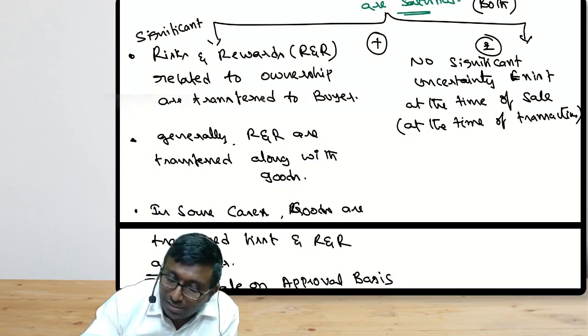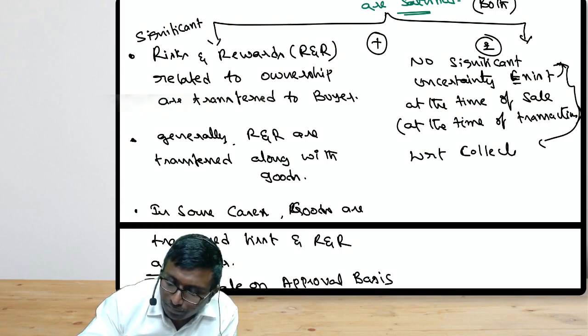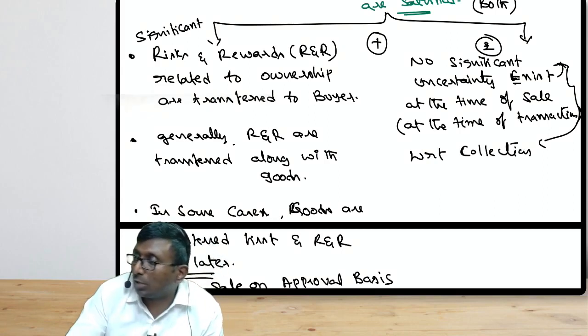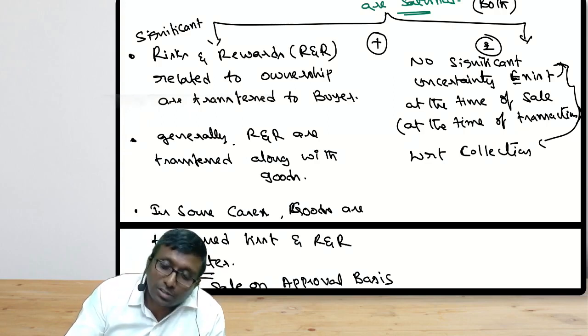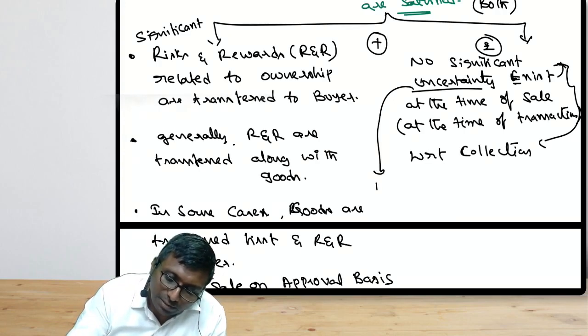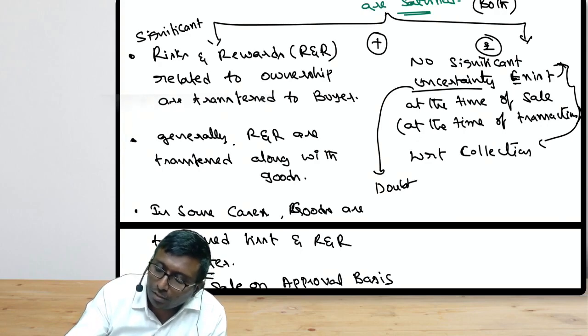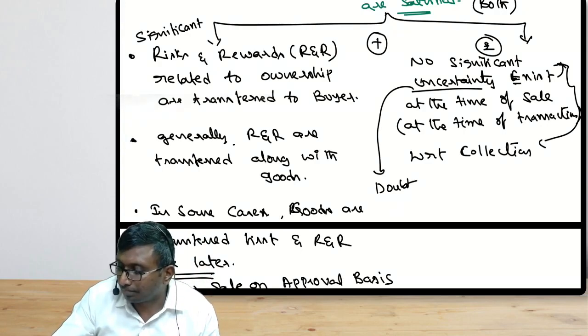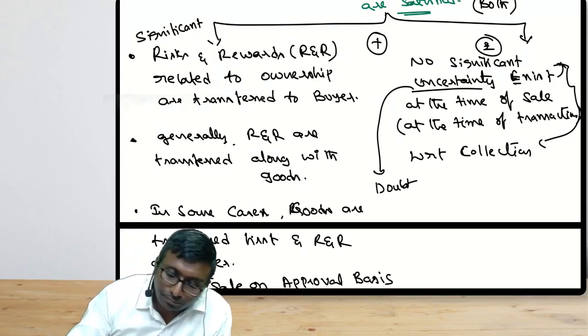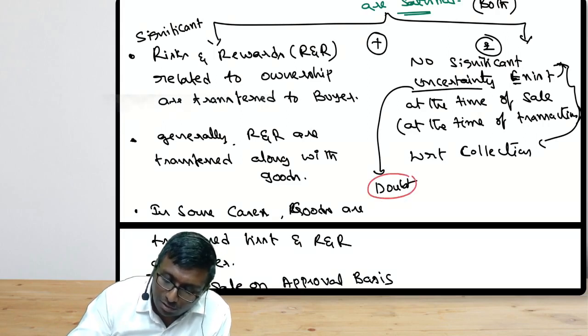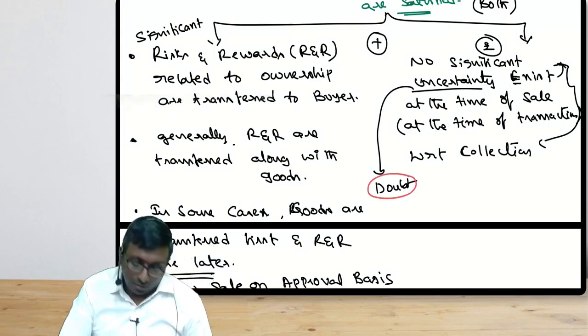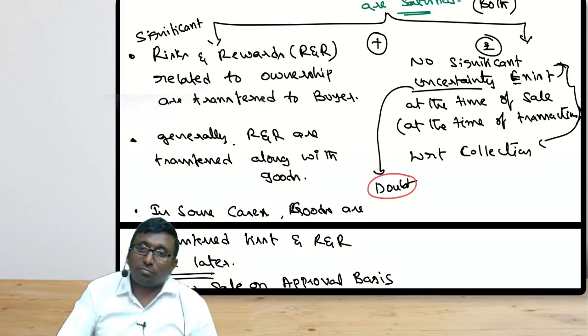Uncertainty exists with respect to collection. You should write somewhere, please. With respect to collection. Uncertainty means what, sir? Uncertainty means doubt. What doubt? Doubt on collection. Whether money will come or not.